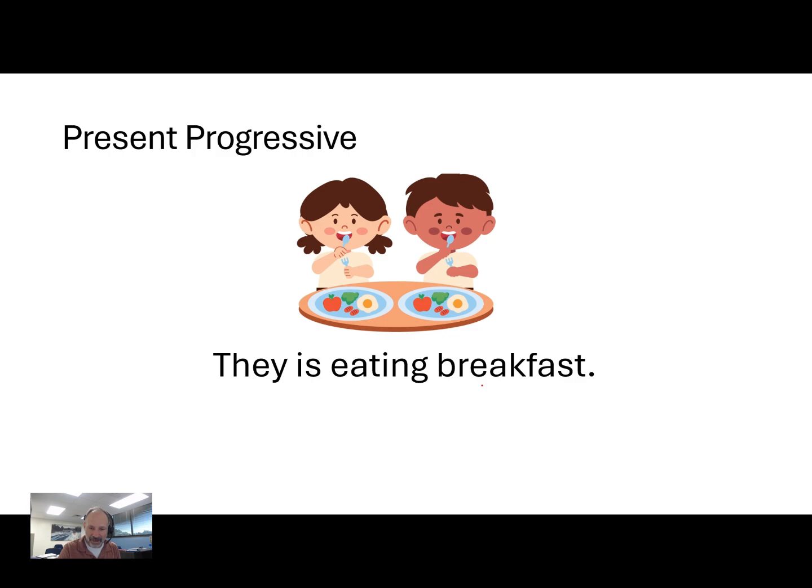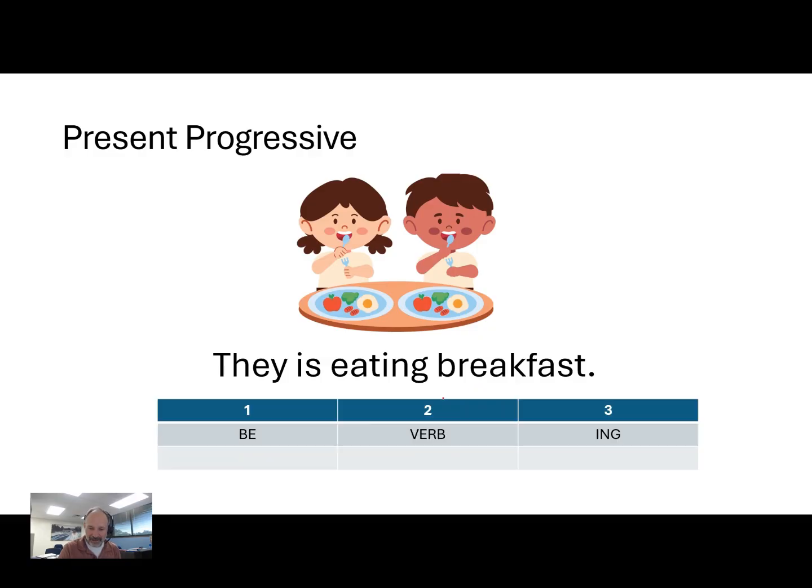They is eating breakfast. Do you see the mistake with this sentence? I have the 1, is, I have the 2, eat, and I have the 3, ing. So what's the mistake? Well, when I put in the form of be, I need to put in the right form. So if my subject is they, my verb needs to be are. So they are eating. It should be are with they, and we use is with he, she, or it.